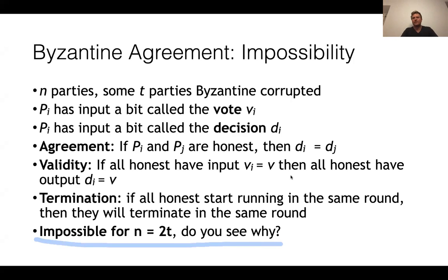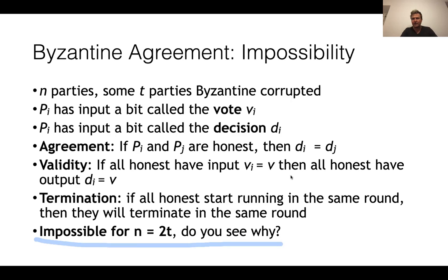And it's kind of just a stupid definitional problem, right? Because we have formulated validity to say that if all honest parties have the same input, then they must output the same. Can you see why that then implies that no matter what you do, you cannot tolerate more than half corruptions? You can pause if you want to think a little bit more before I say it.